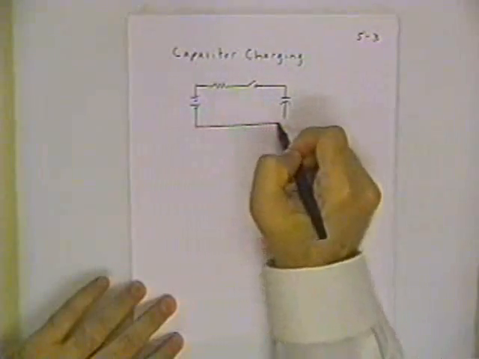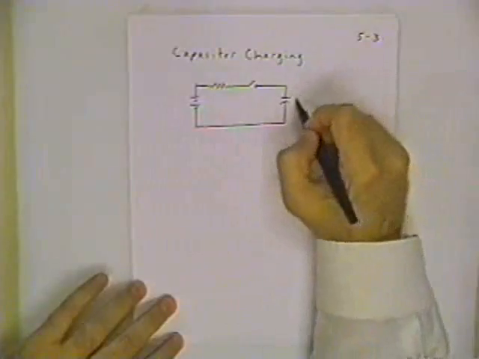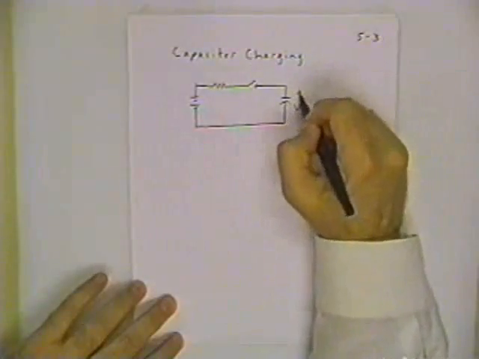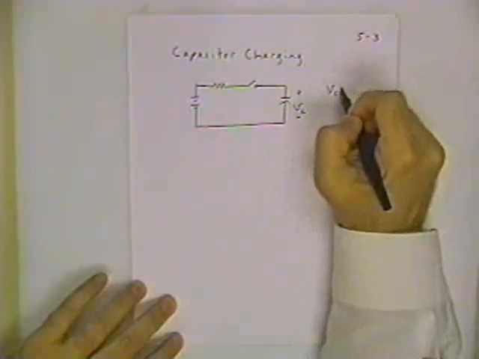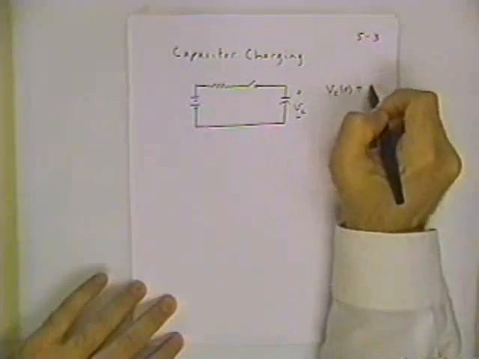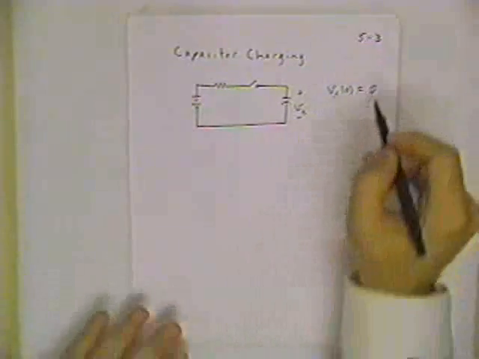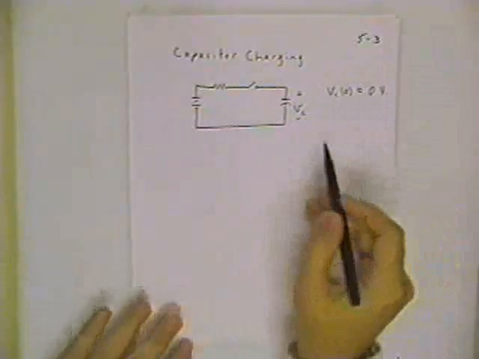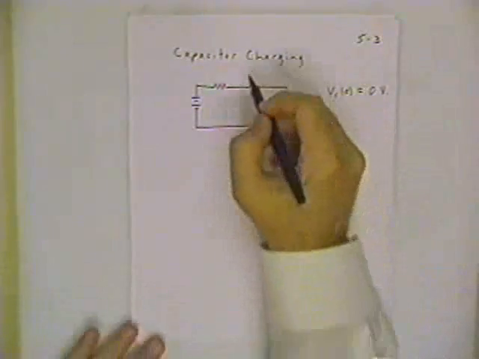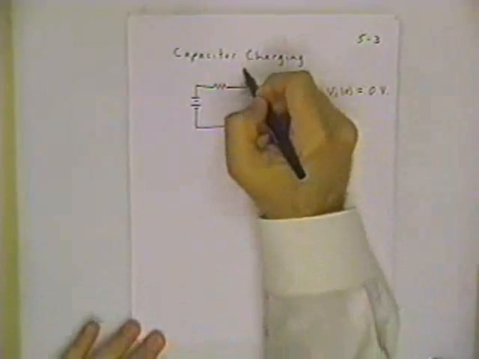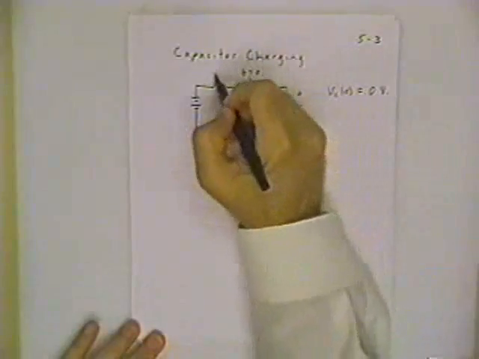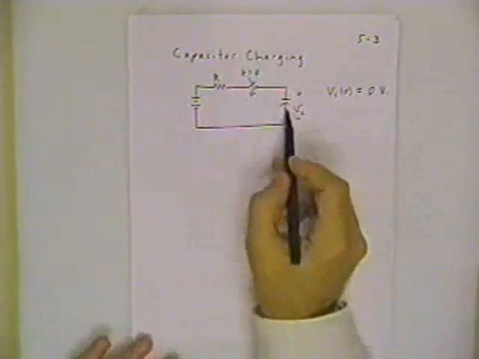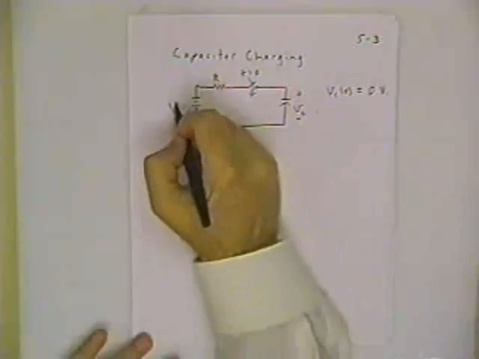What we have to do in this case is set the initial condition on the capacitor, V sub C. V sub C at time equals 0 is now assumed to be 0 volts. So what we're saying is that this capacitor is initially uncharged. What we're going to do is close the switch at t equals 0 and let the capacitor charge up through this resistor R.